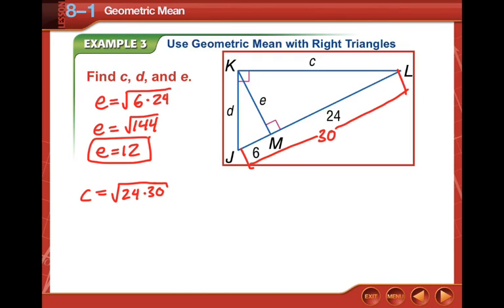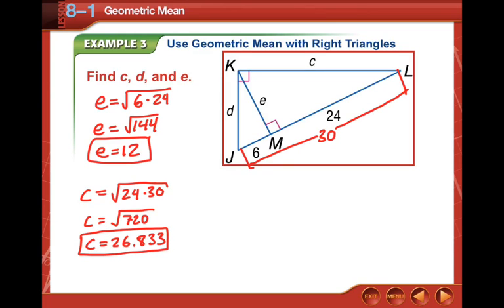And 24 times 30 comes out to be 720. And the square root of 720 is not as pretty as the 12 we got for E. This is going to be 26.833. And that's not repeating, it just rounds to that point.